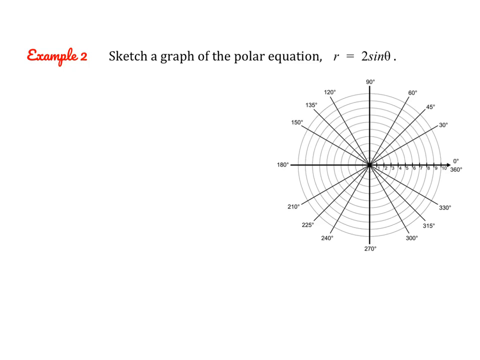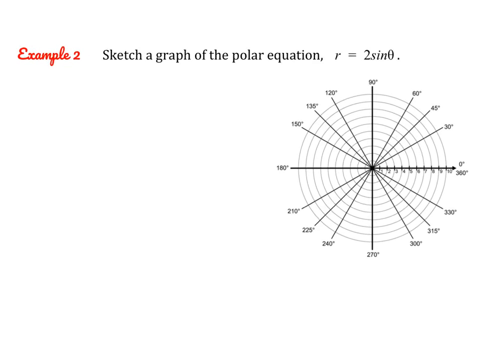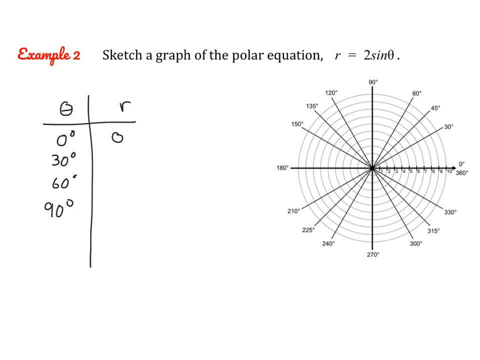Okay, so now we're going to try graphing one that's a little bit more complex, and we can do this by making a t-chart. So we can pick some values for theta and then see what the values for r become. So let's do some in the first quadrant to see what we get. We'll do 0, 30, 60, and 90. So we know the sine of 0 is 0, so this will be 0. The sine of 30 degrees is 1/2, and times 2 gives you a value of 1. The sine of 60 degrees is root 3 over 2, times 2 gives you just root 3. And then the sine of 90 is 1, times 2 is 2.